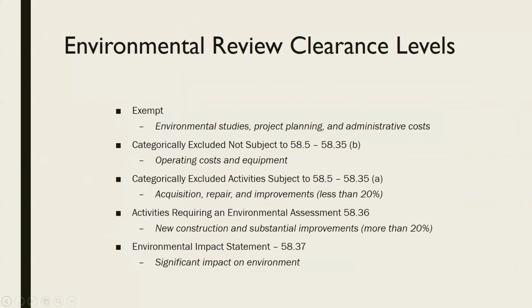Okay. So the third category was categorically excluded activities subject to 58.5, and those include acquisition, repair, and improvement under 20% capacity. Activities requiring an environmental assessment, which are new construction activities and substantial improvements that are greater than 20%. The last one is the environmental impact statement, and this is a category for significant impact on the environment.